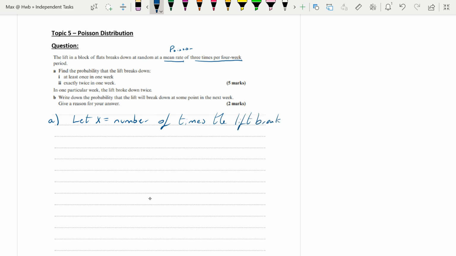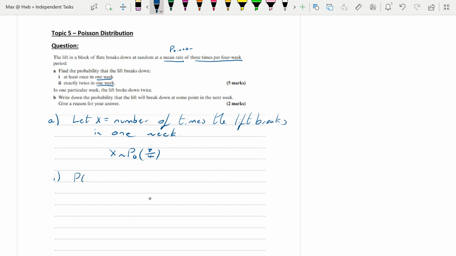Okay, now let's read the question before I do anything else. Find the number of times the lift breaks in 1 week. So I want it only in 1 week. Okay, so that means x must be Poisson distributed. And again, I need my lambda. Now, the lambda they told me up here is 3 for 4 weeks. So if I want it for 1 week, I'm simply going to divide by 4, which would be 3/4 or 0.75. Okay, make sure you have it in the correct period.